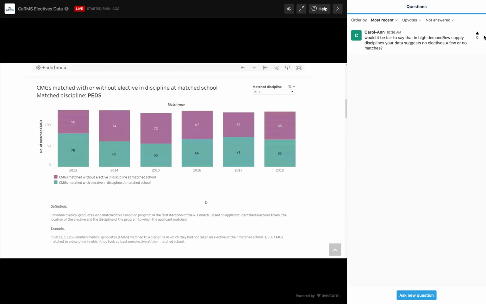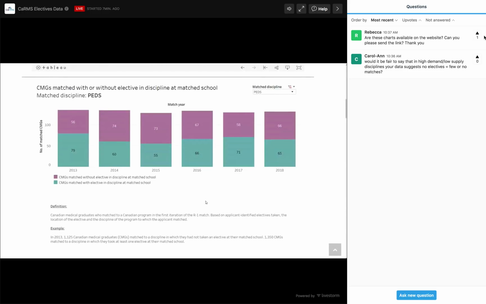We have a question from Carol Ann. And the question is, would it be fair to say that in high demand, low supply disciplines, your data suggests no electives equals few or no matches? That is not a conclusion that I would reach. We haven't examined that at all. So I would not suggest that is a conclusion that we would come to.